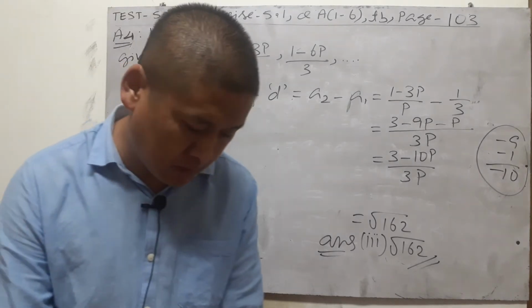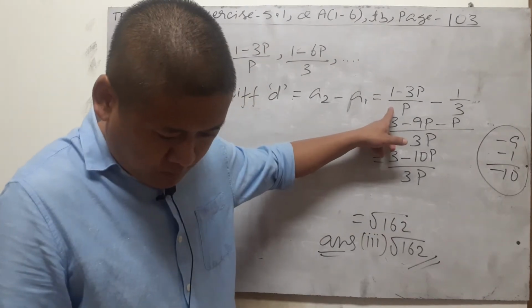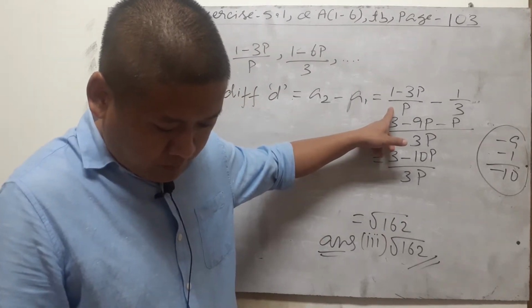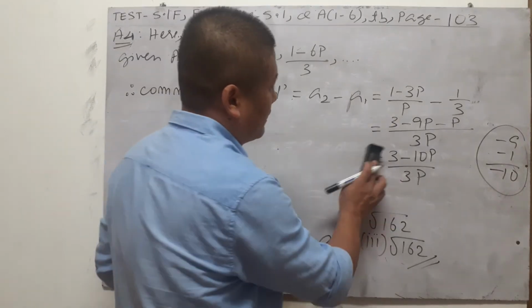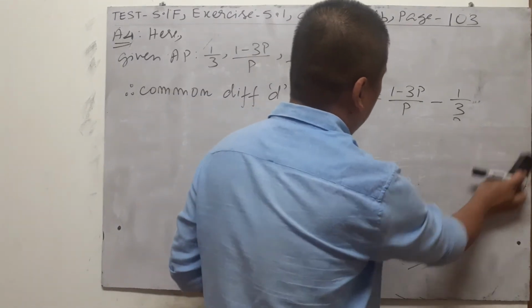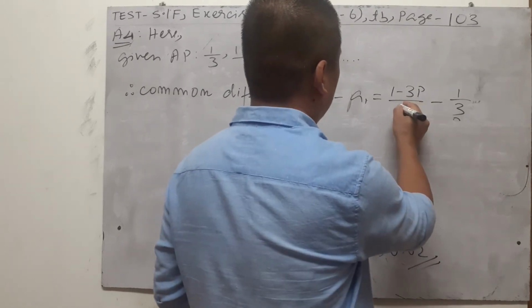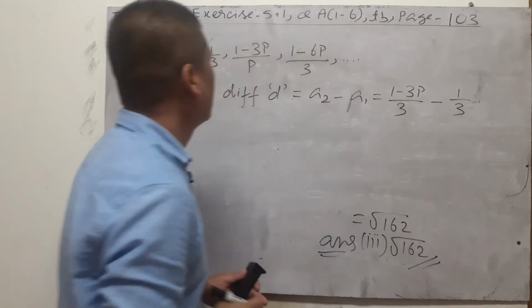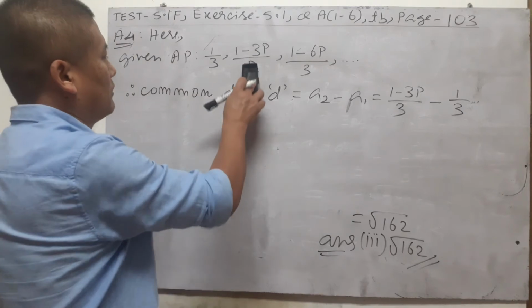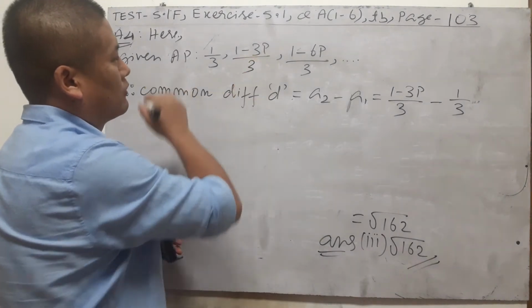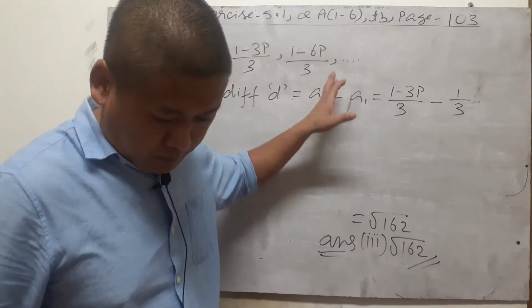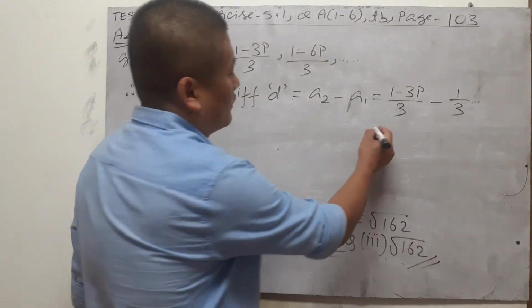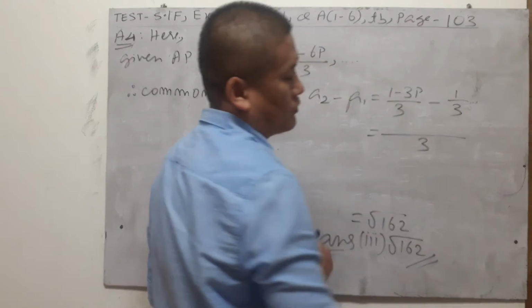Wait a minute, I think it's 1 minus 3p by 3. Oh, I made a mistake here. I wrote it wrongly. It is 1 minus 3p by 3, not p. Look into your question once. 1 minus 3p by 3, 1 minus 6p by 3, yes. Please correct it. So here 3 and 3, LCM 3.